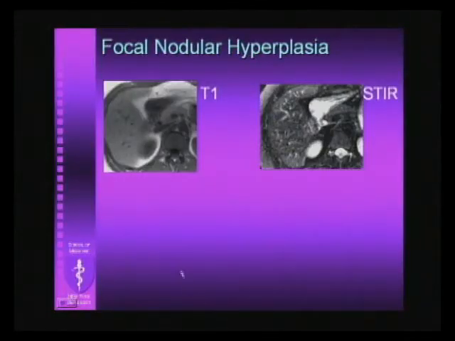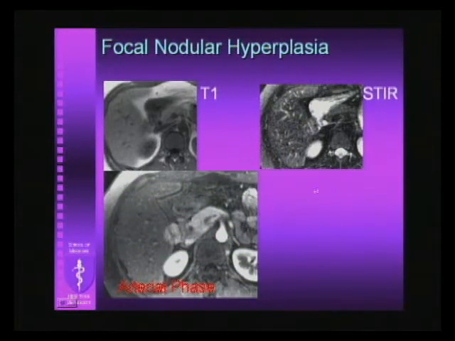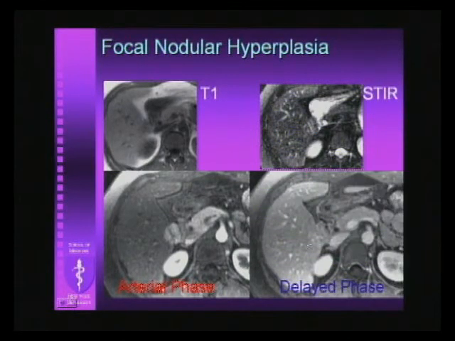Here's just a companion case. This is a little bit of an eye test, but if we look in the medial aspect of the right lobe, there's a lesion here. It's a little bit hyperintense on the T2 weighted acquisition, markedly enhancing on the arterial phase, except for a central region which enhances here on the delayed phase, the central scar, which is seen in under half of these cases, but when seen is pretty characteristic.